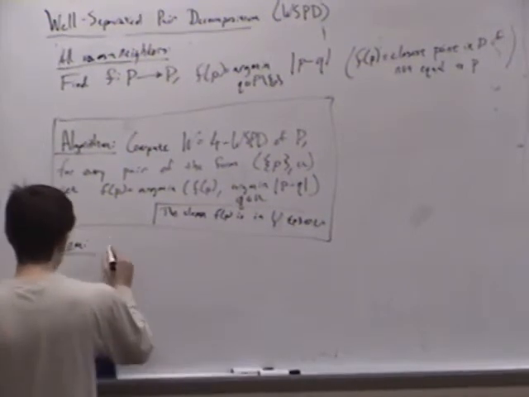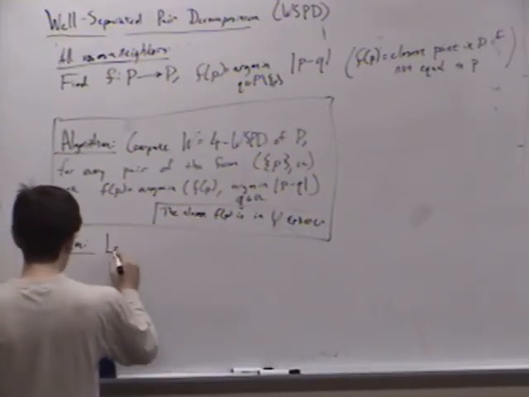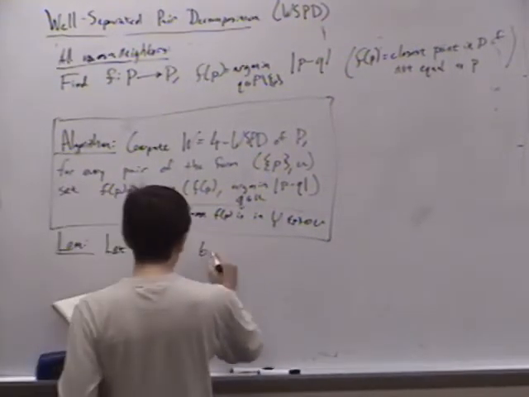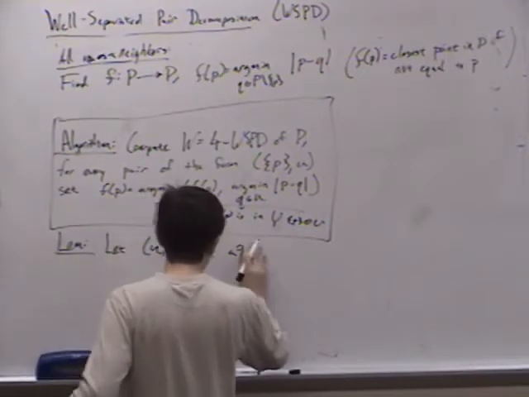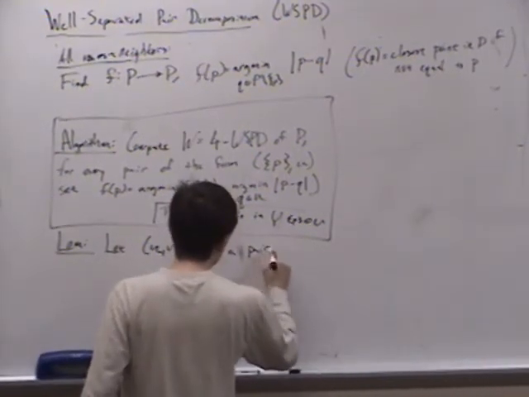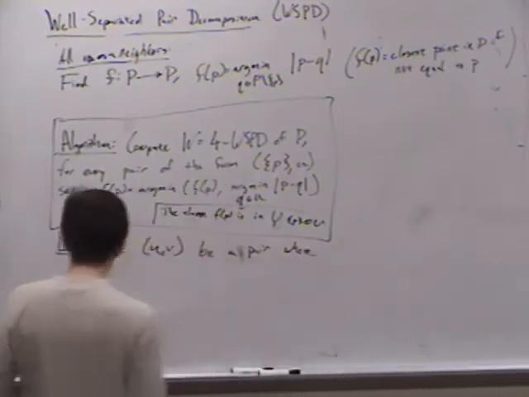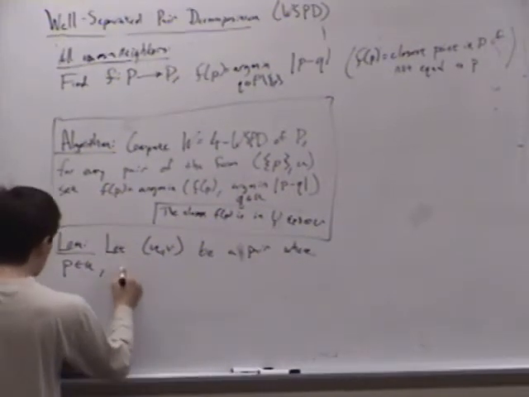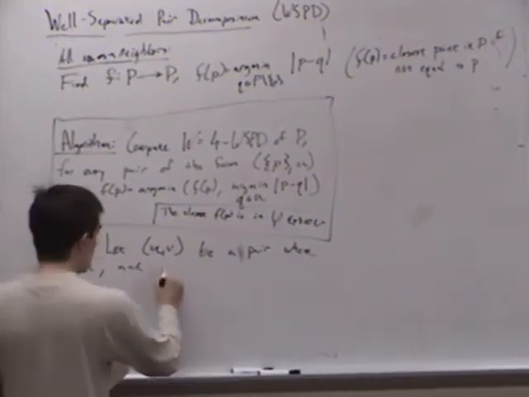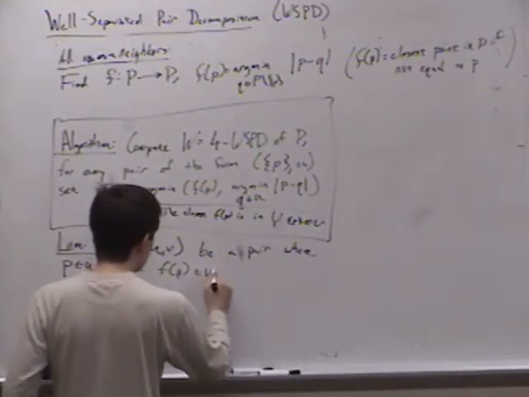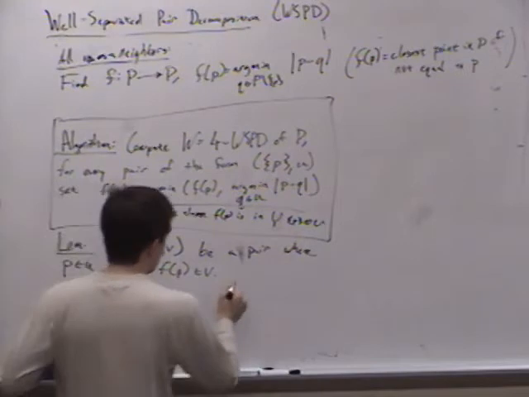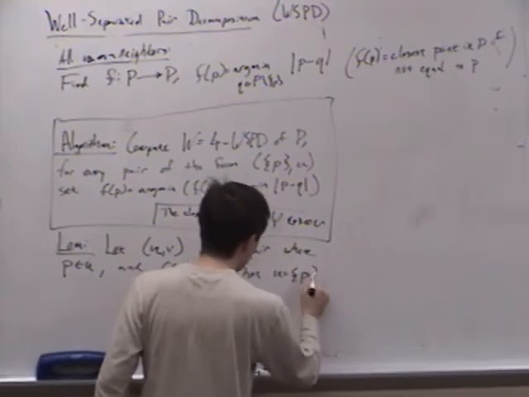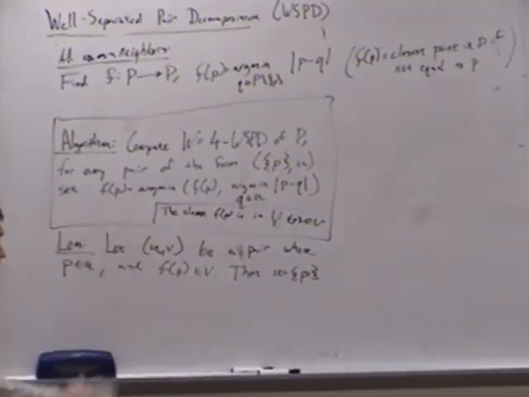All right, so here's the concept. We'll say this is why this works. Let (U, V) be a pair where P is in U, and the closest point to P, that's f of P, is in V. Then U is equal to a singleton. If we can prove this lemma, then this algorithm is obviously correct.